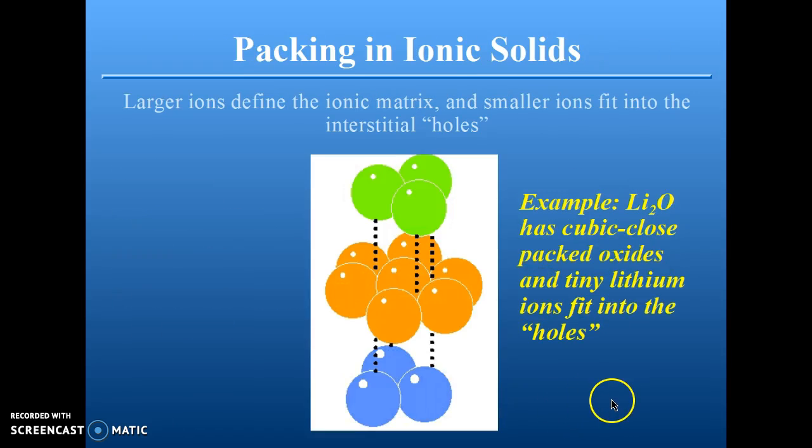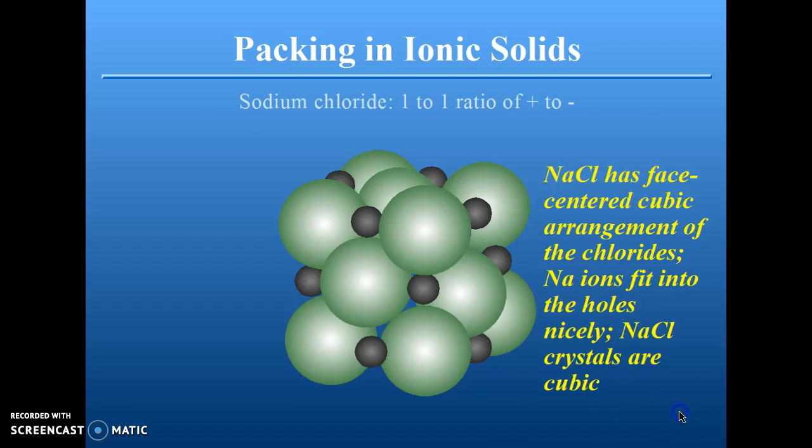Now in ionic solids, the larger ions define the ionic matrix. The smaller ions, usually the metal ions, will fit into the interstitial hole. So for instance, lithium oxide has cubic close packed oxides, and the tiny lithium ions are going to fit into the little interstices. Sodium chloride has a face-centered cubic arrangement of the chlorides. The sodium ions are much smaller, so they fit into the holes very nicely. And you can see under a microscope that sodium chloride crystals are perfectly cubic.